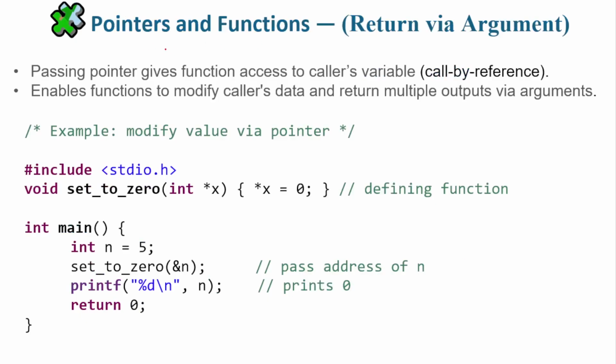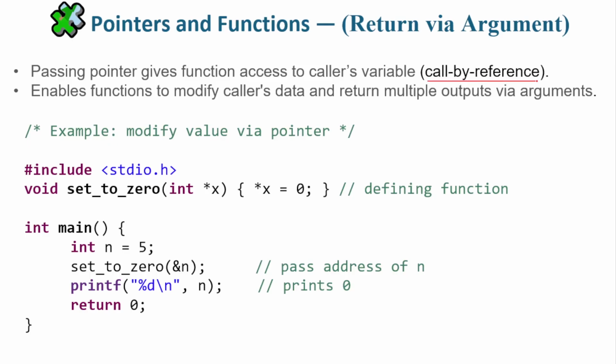Pointers and functions, or return via arguments. When we pass a variable to a function, normally C uses something called call by value. This means a copy of the variable is passed, but with pointers, we can give the function direct access to the original variable without copying the variable. This is called returning via argument or caller pass pointer.